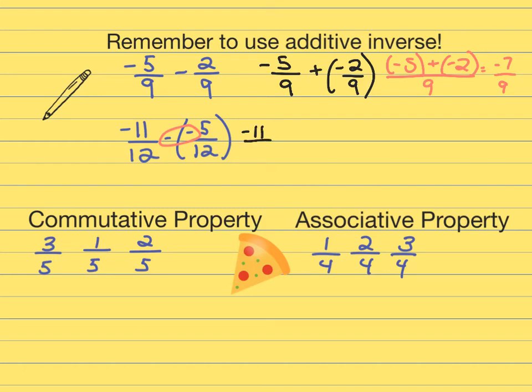Begin by writing negative 11 twelfths. Instead of subtracting a negative, do an opposite sign change. We're going to add a positive.